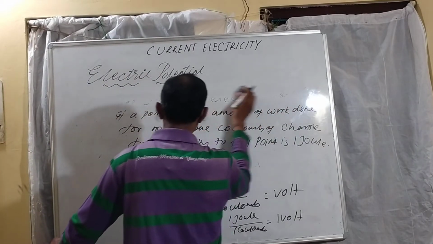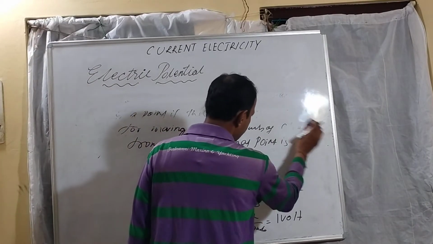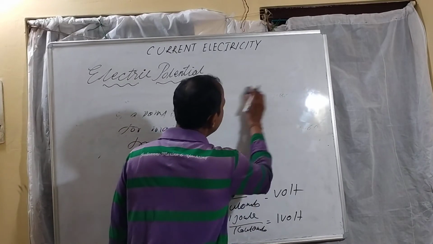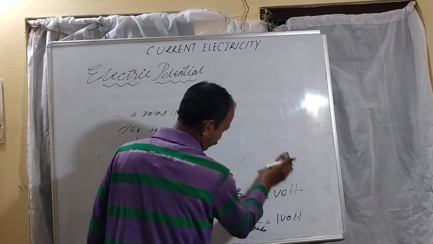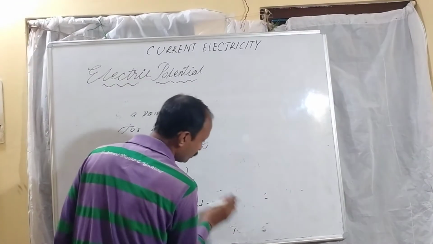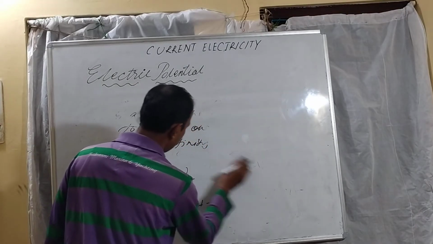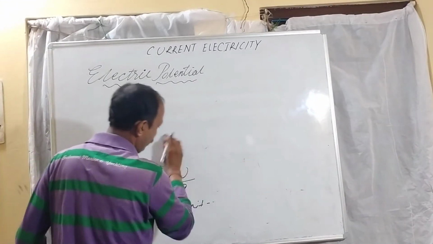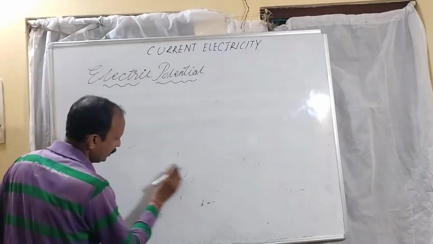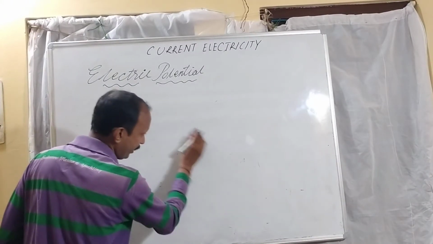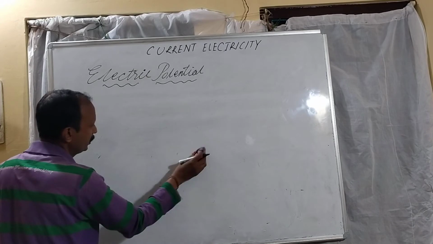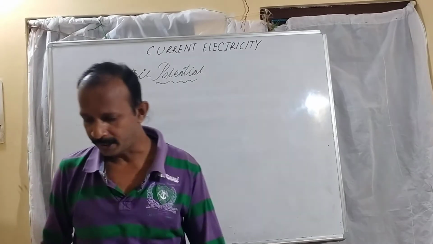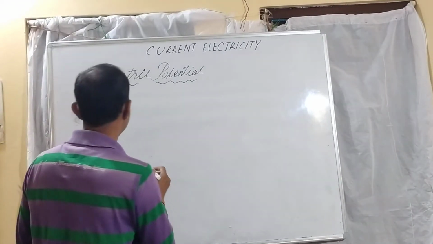So children, I explained the electric potential, but this electric potential practically we don't use. Then what we use? Then why did I explain? It is necessary to understand what is electric potential before knowing electric potential difference. That means I want to say that practically we use electric potential difference.